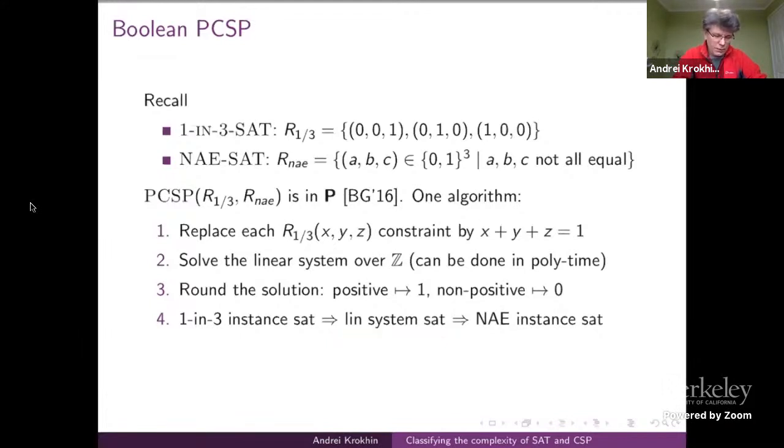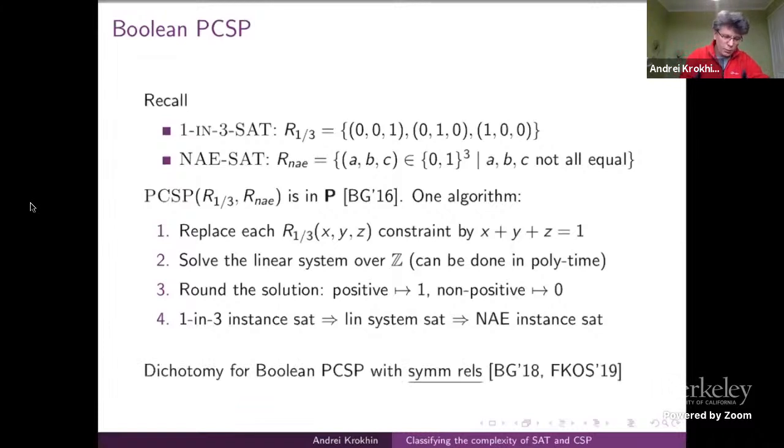And then of course, if you look at your equation, then you can see that in this solution to your linear system, you cannot have all of x, y, and z positive or all of them non-positive. You cannot have all of them positive because the sum must equal 1. And if they're all non-positive, then the sum cannot equal 1 either. Which means that this rounding gives you a solution to the not-all-equal SAT. And actually, there are some dichotomies now for Boolean CSPs with symmetric relations only, not a general dichotomy.